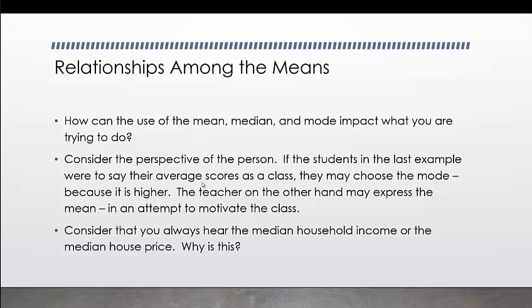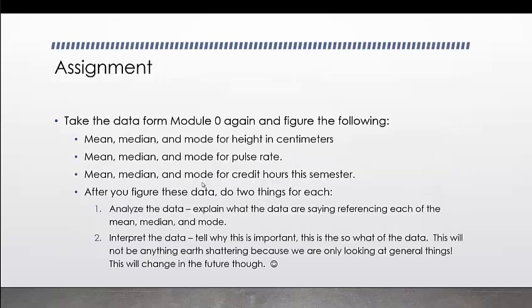Okay. So your assignment, we're going to use the same data we had in Module 0. And you're going to look at height, you're going to look at pulse rate, and you're going to look at credit hours. And so what you are going to do is you're going to find the mean, median, and mode for the height, for the pulse, and for the credit hours. Now this is just giving you some basic practice, okay? There's really nothing we're going to draw from this, but you'll get the practice, okay?